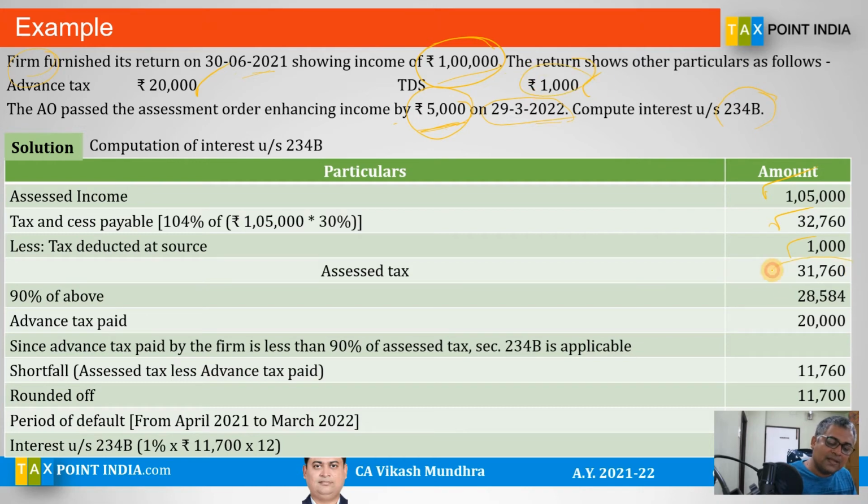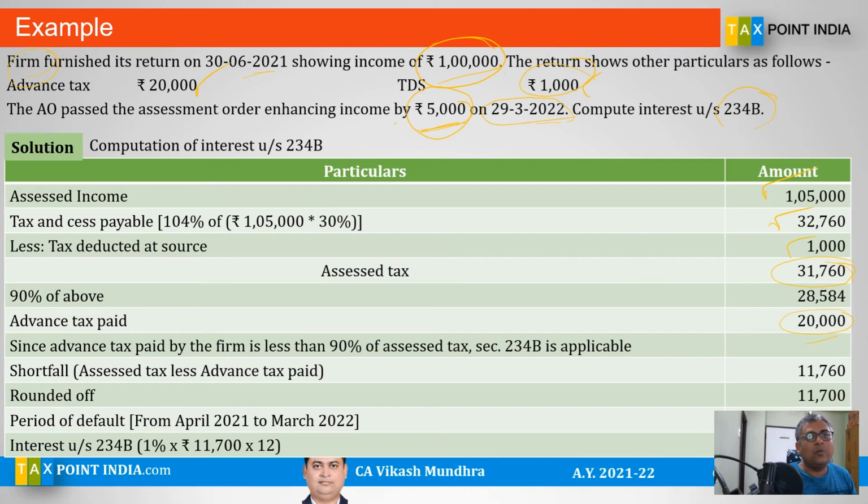Altogether, your assessed tax for the purpose of computing interest under section 234B comes to 31,760. You are supposed to pay this much as an advance tax. But how much did you pay? You paid only 20,000.